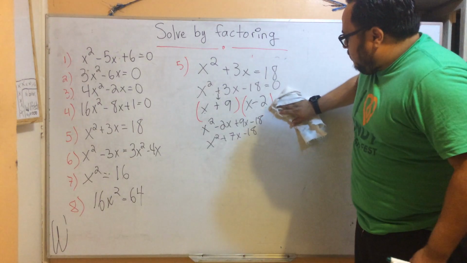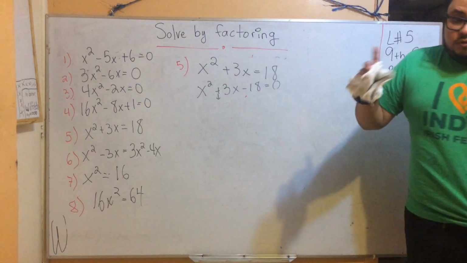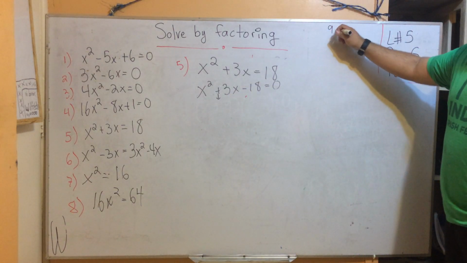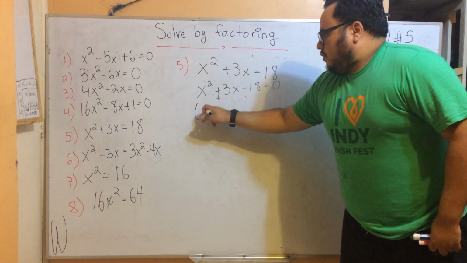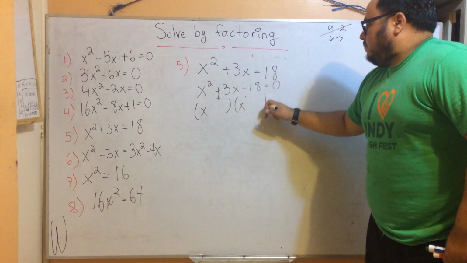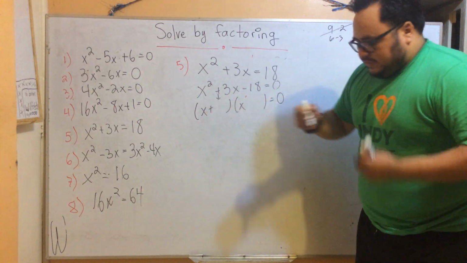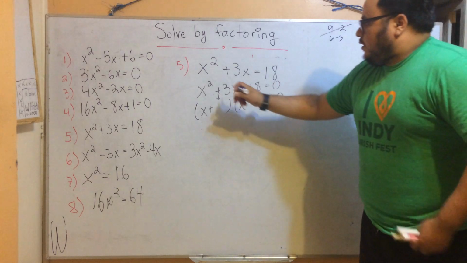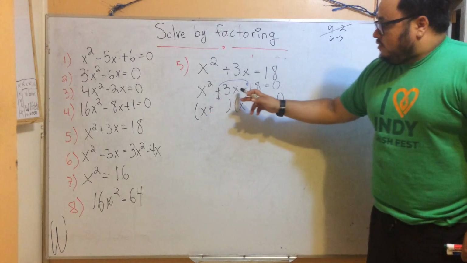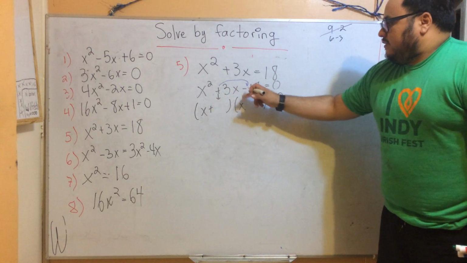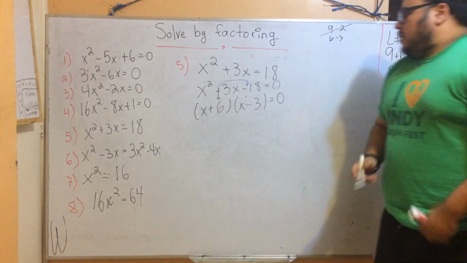So we cannot use 9 and 2. Let's try other factors for 18. No. Let's try 6 and 3. So we have x equals to 0. The first sign we copy. The second sign, let me put the arrow so that you know where it comes from. Remember, the second sign is the multiplication between the first sign and the second sign. So positive times negative, negative.